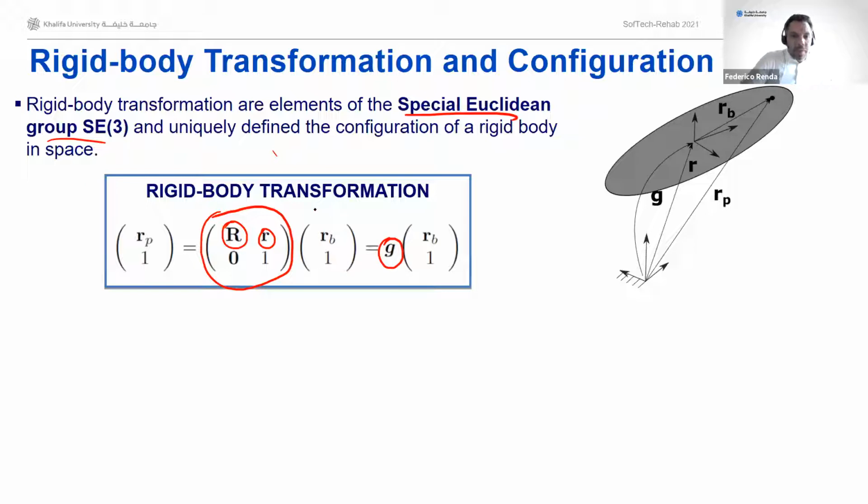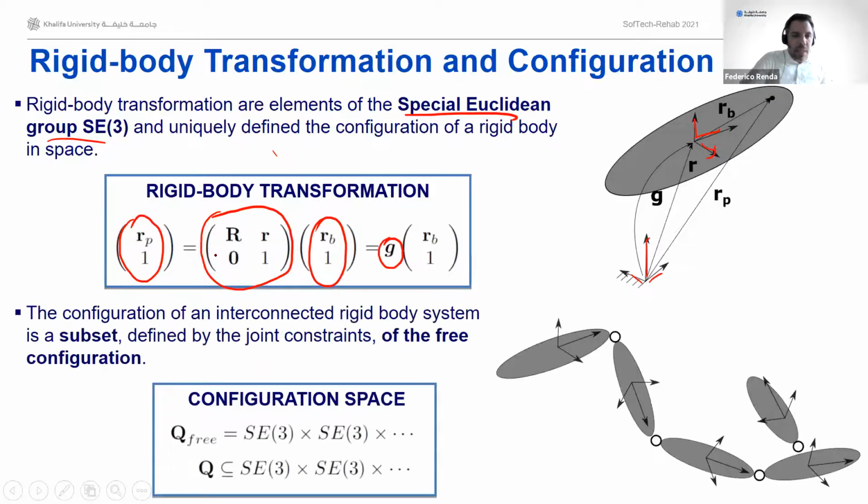In this presentation and in all the robotics literature, I would say, G maps homogeneous vectors in the local body frame B to the spatial frame. Okay, one could define this in the opposite way, as is often done in the aerospace communities.